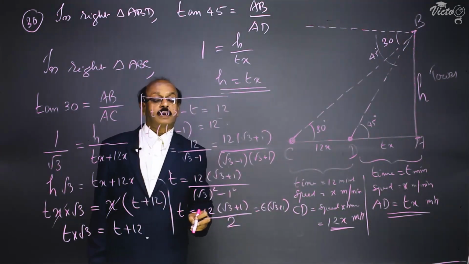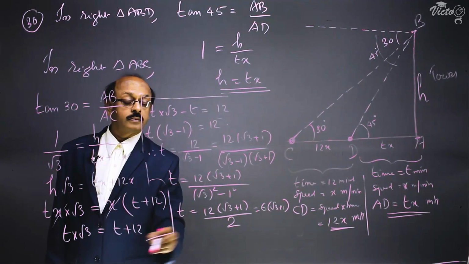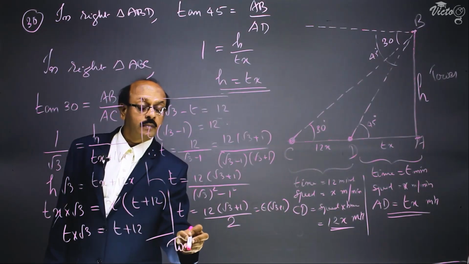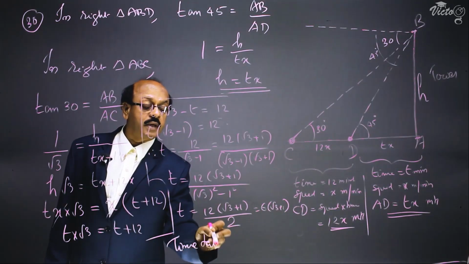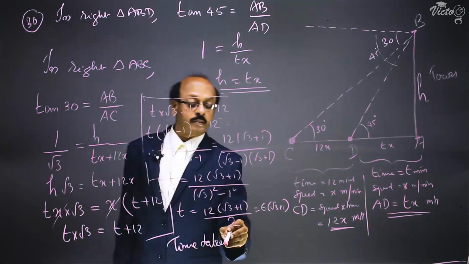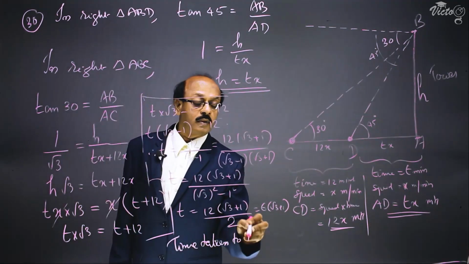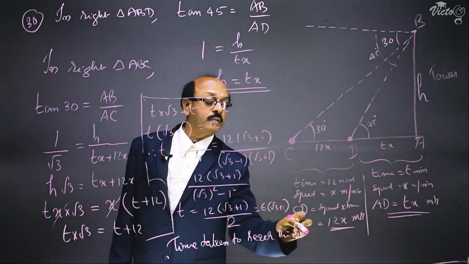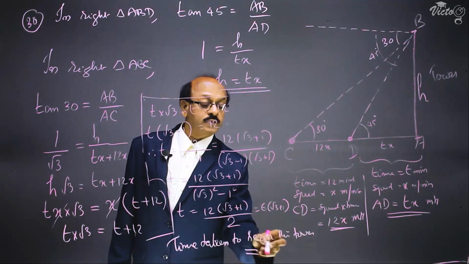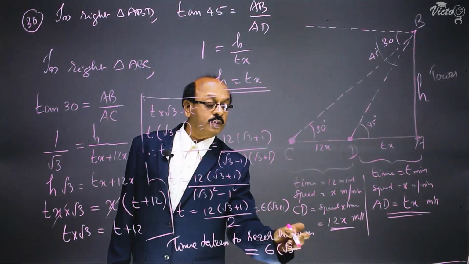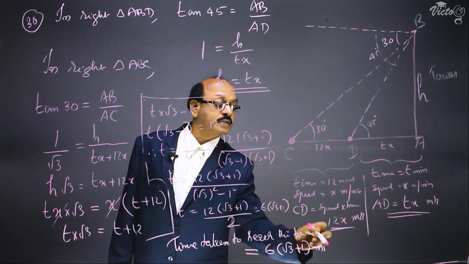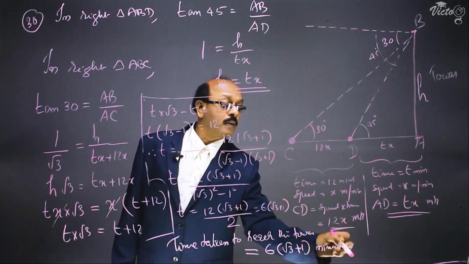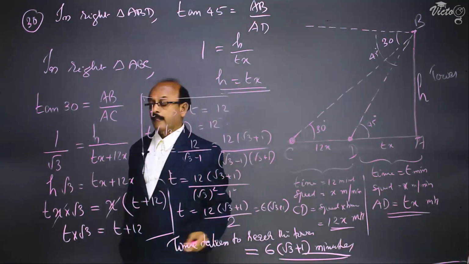So, the time taken to reach the tower is equal to 6 into root 3 plus 1 minutes. That is the answer.